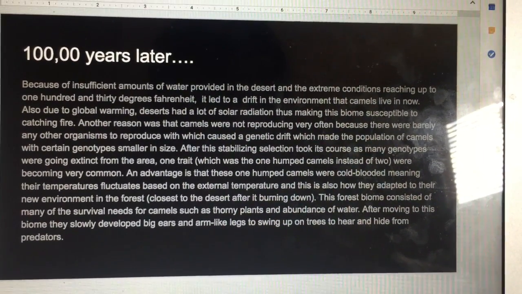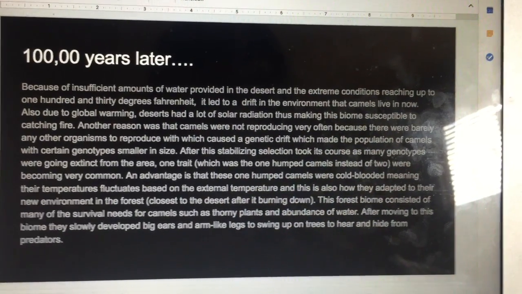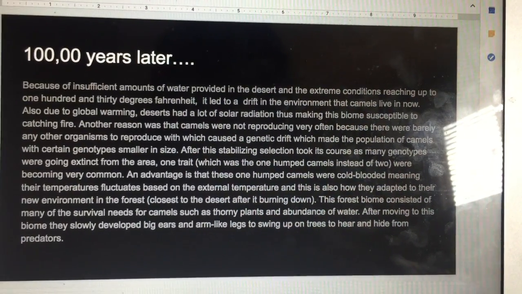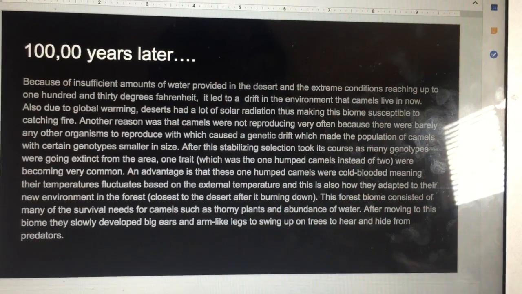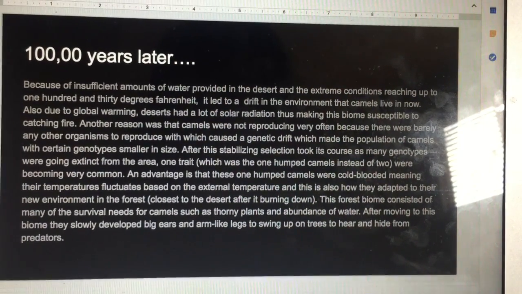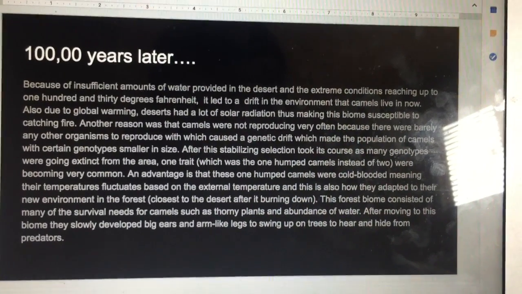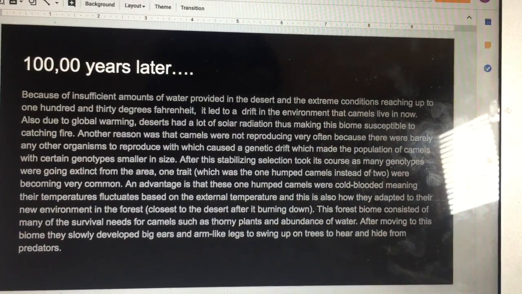Also, due to global warming, deserts had a lot of solar radiation, thus making this biome susceptible to catching fire. Another reason was that camels were not reproducing very often because there were barely any other organisms to reproduce with, which caused a genetic drift which made the population of camels with certain genotypes smaller in size. After this, stabilizing selection took its course, as many genotypes were going extinct from the area.